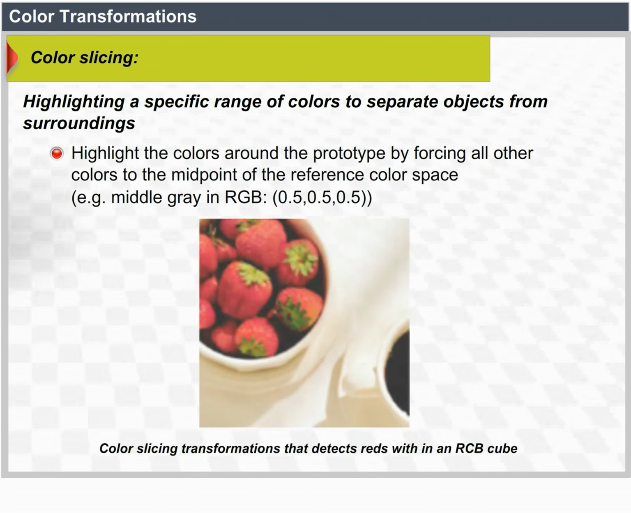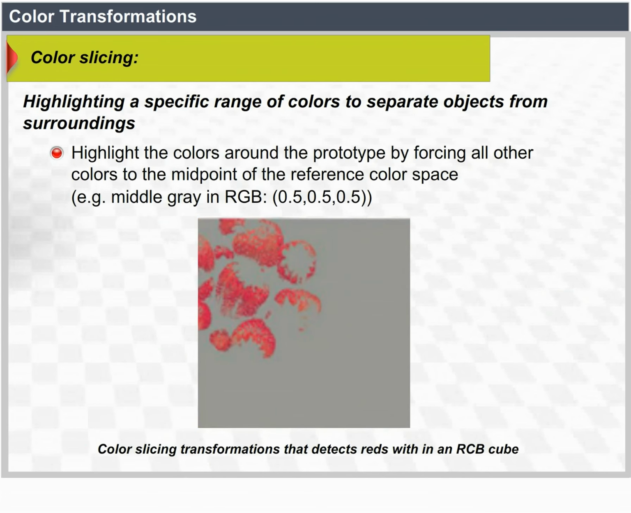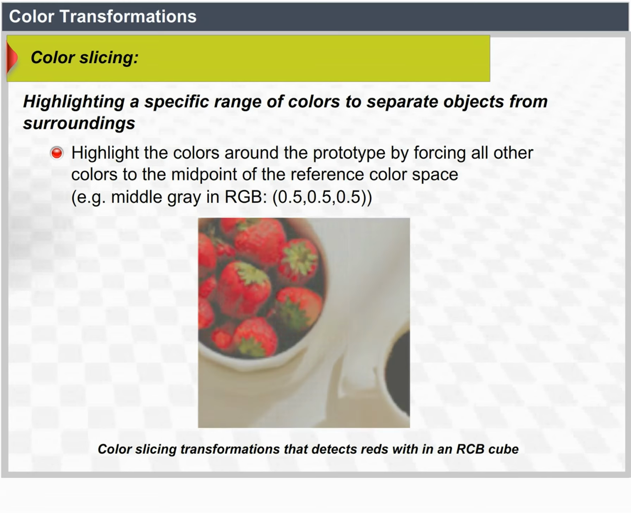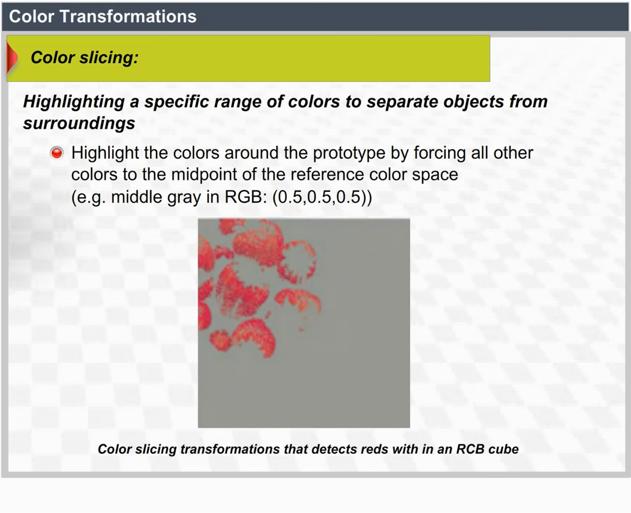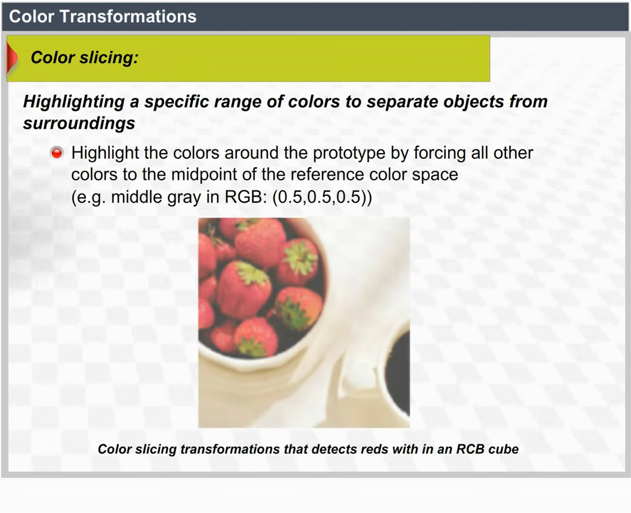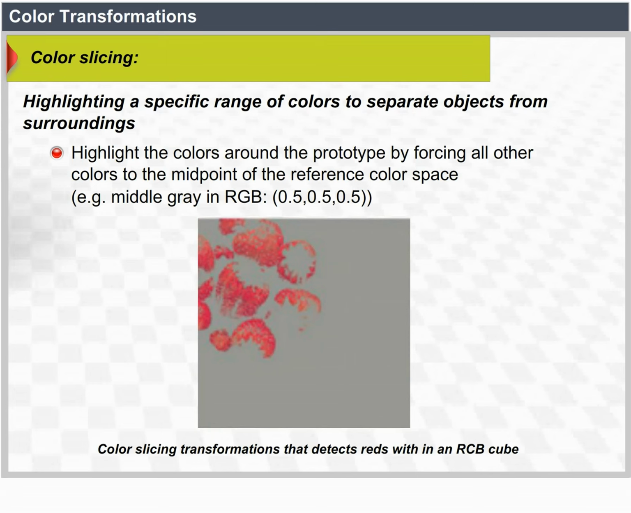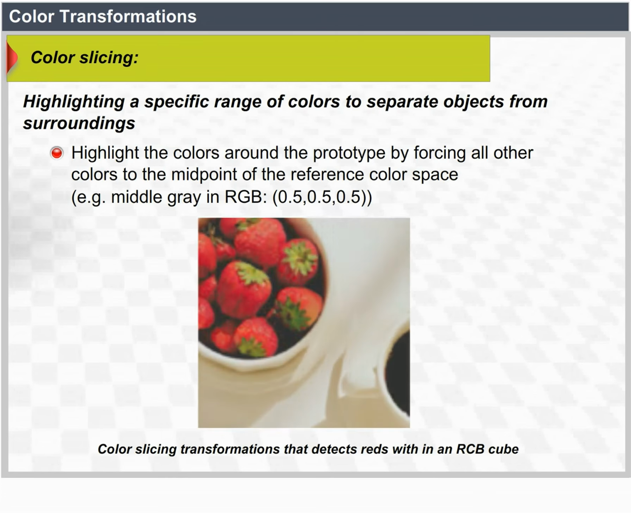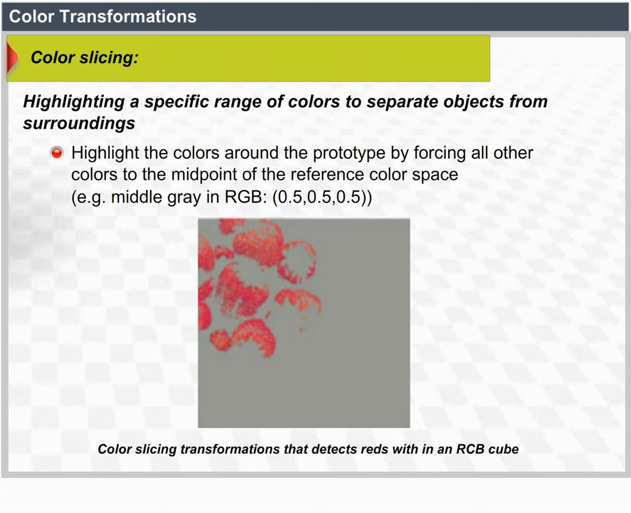Highlight the colors around the prototype by forcing all other colors to the midpoint of the reference color space, for example, middle gray in RGB, 0.5, 0.5, 0.5. The images show the color slicing transformations that detect reds within an RGB cube of width W equals 0.2549, and reds within an RGB sphere of radius 0.1765 centered at the same point, with pixels replaced by the cube and the sphere.